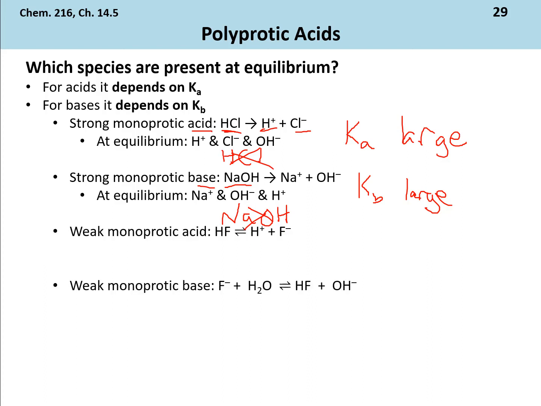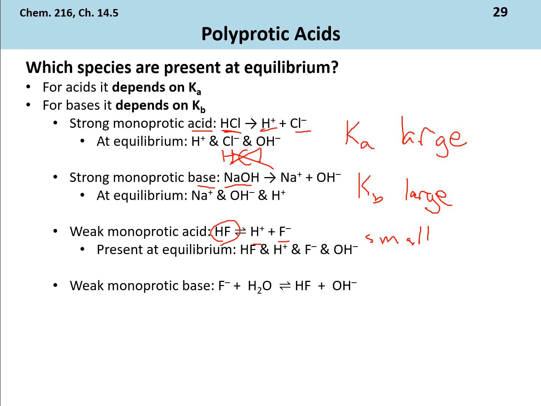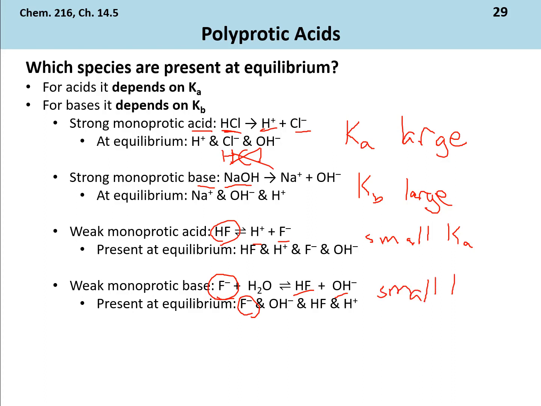All right, if I have a weak monoprotic acid, such as HF, it's going to produce some H plus and some F minus, but I'm still going to have some of that HF left over at equilibrium. That's because it's a weak acid. If I have a weak monoprotic base like F minus, it's going to form some HF and OH minus, but I'm still going to have some of that F minus left over. Okay? That would be if it has a small Kb. All right, so these are monoprotic.